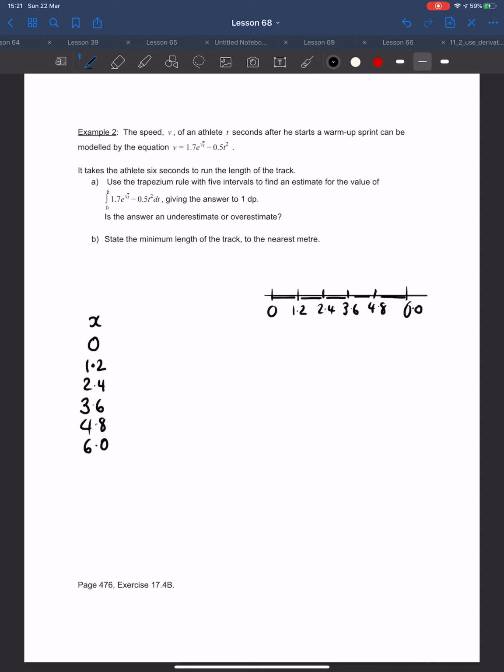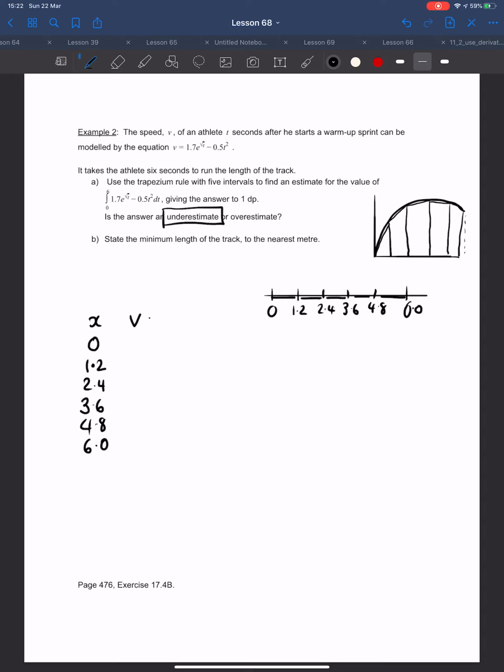They've got a picture in the book, and it looks like this. Okay, so when we're doing these trapeziums, it's always going to be an underestimate for this one because it's concave down. So it's going to be an underestimate, but you need the diagram to see that. You wouldn't be expected to do that in your exam.